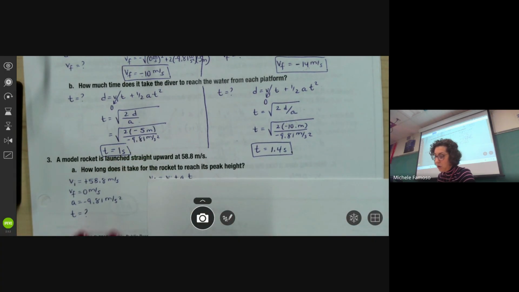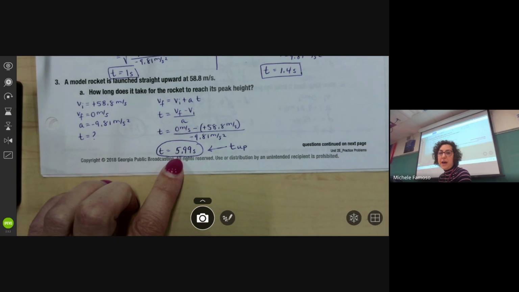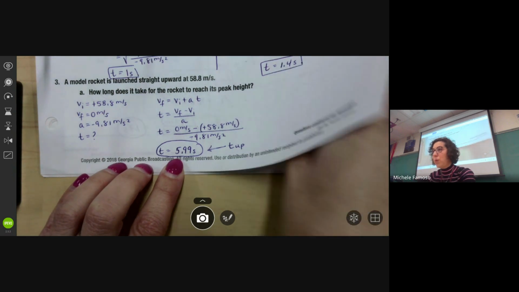Number 3, how long does it take this rocket to reach the peak? It will hit the peak at 5.99 seconds, part A. Let's go to page 12.